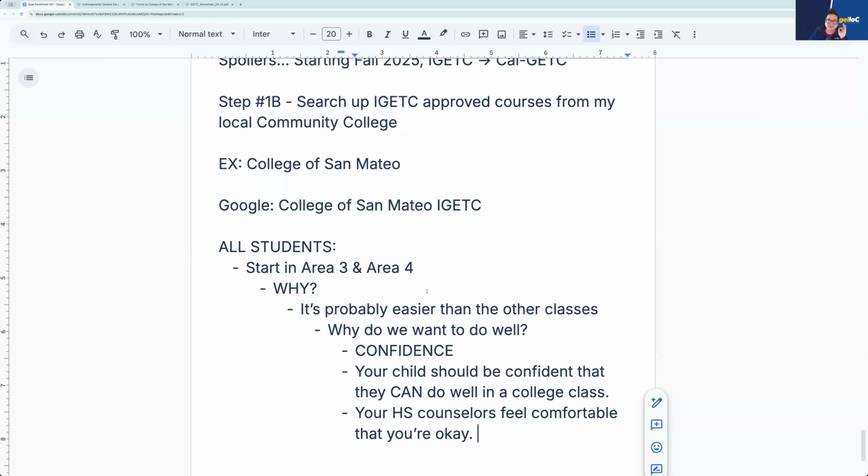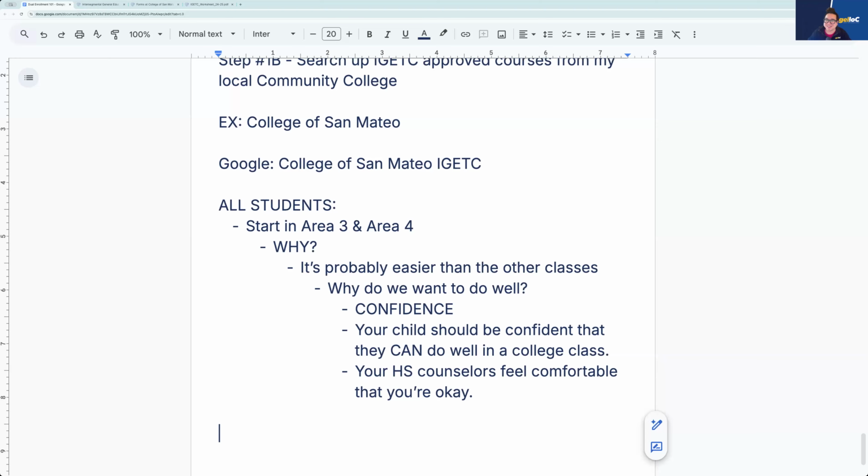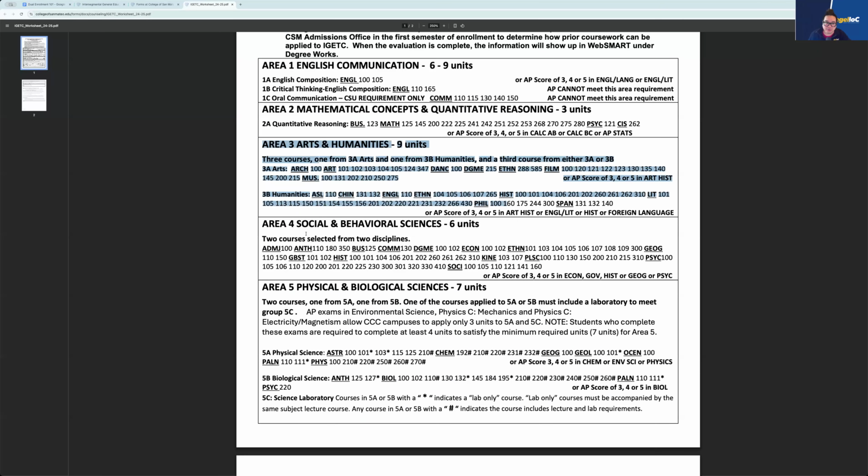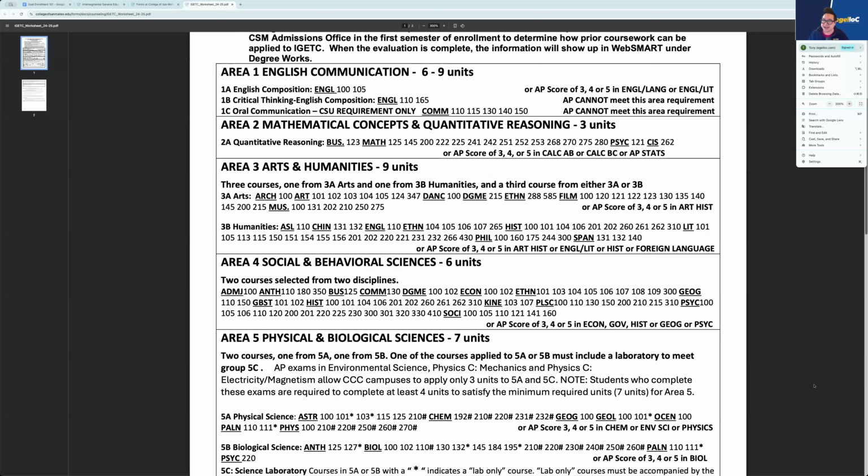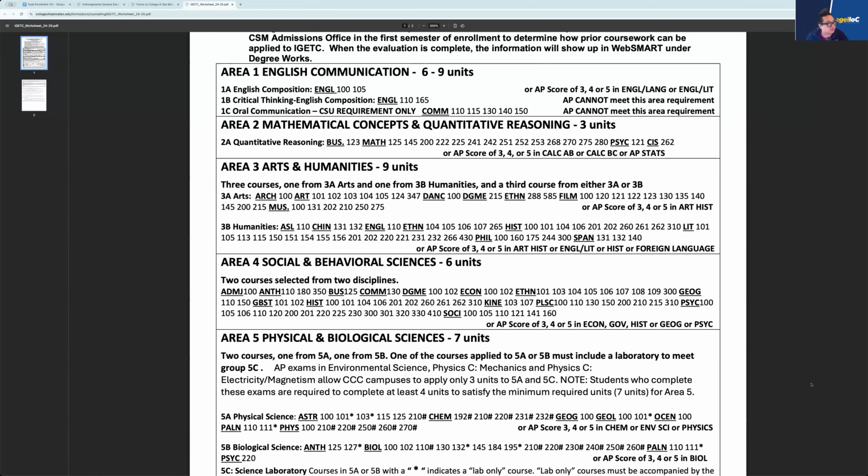So that's that. Area 3, Area 4. Again, go back to tactics real fast. Coach Tony, what classes do I take? Going back here, Area 3 is Arts and Humanities. Area 4 is Social and Behavioral Sciences. I do not care what class you take. You pick whatever class floats your boat, whatever one sounds cool and nice to you.